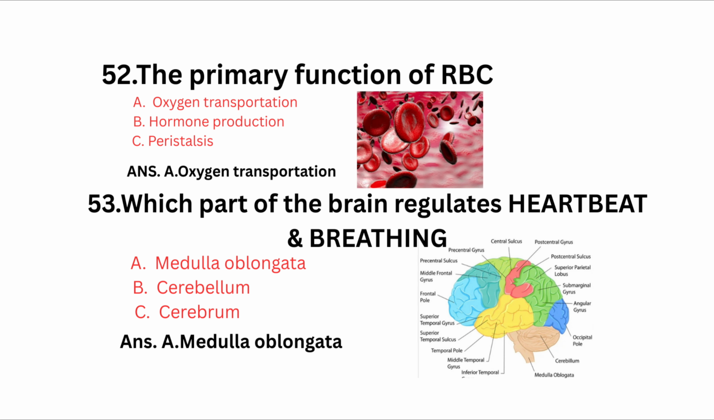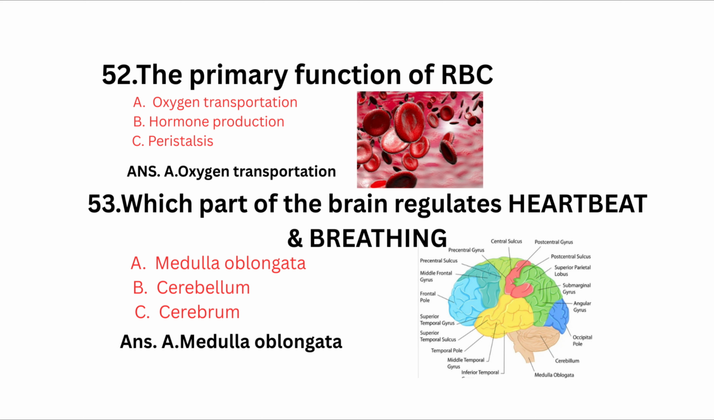52. The primary function of RBC: A. oxygen transportation. B. hormone production. C. peristalsis. Answer is A. oxygen transportation. 53. Which part of the brain regulates heartbeat and breathing? A.